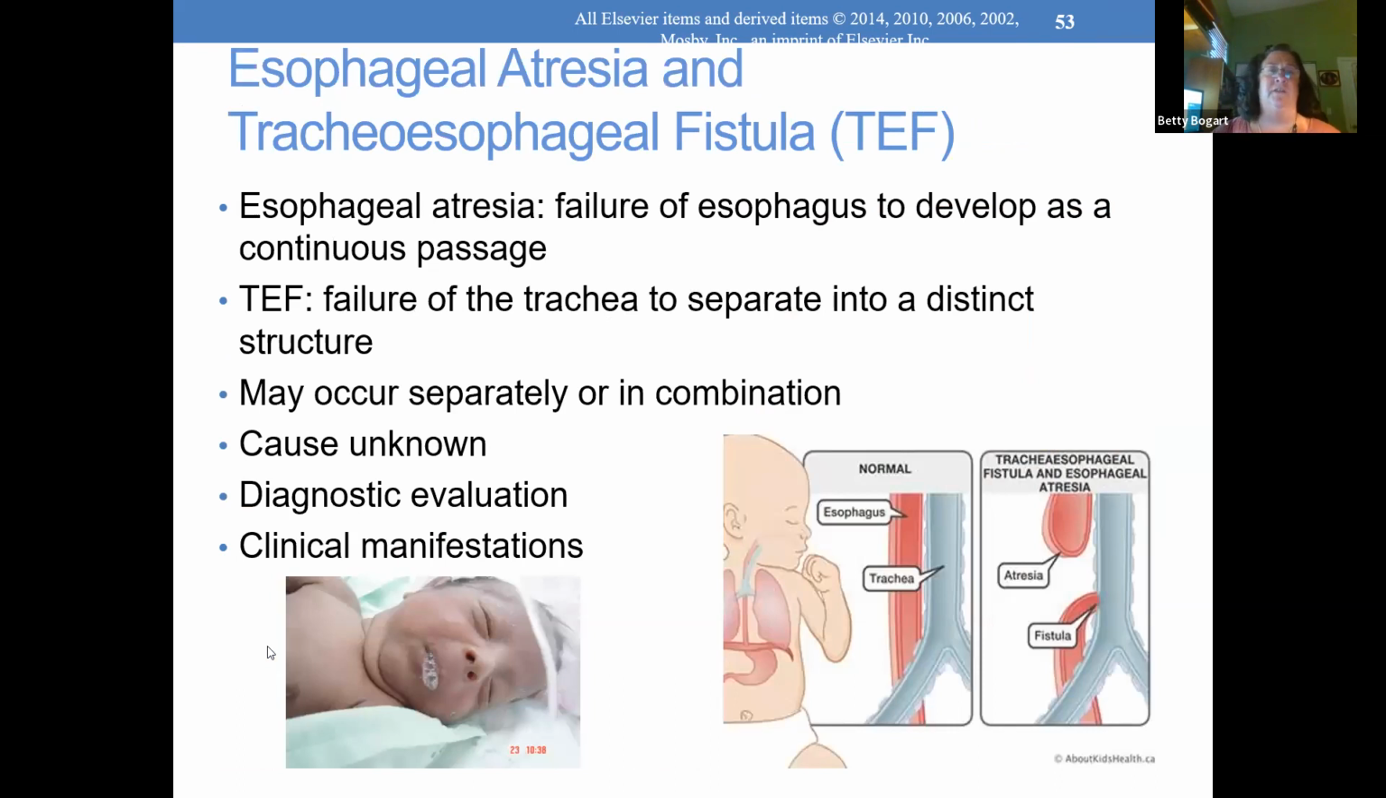Another condition of the GI tract is esophageal atresia. The esophagus, A, means without. That means there's no connection between the esophagus and the stomach. There's none. There's an esophagus there, but there's no connection. Another thing that usually happens together is called tracheoesophageal fistula.